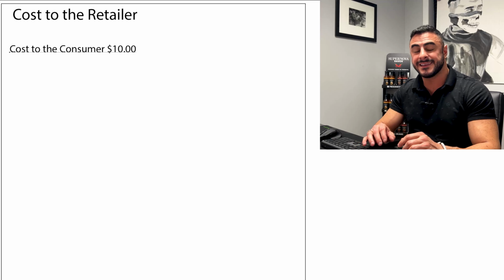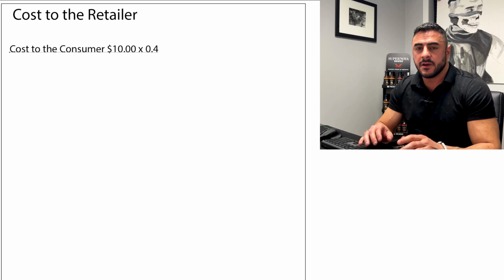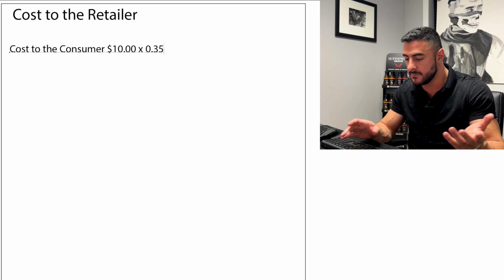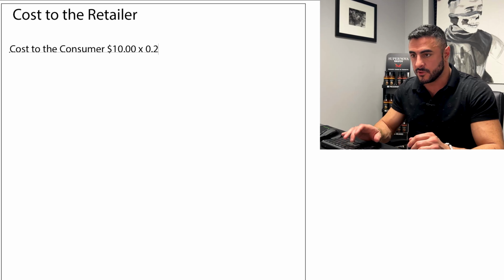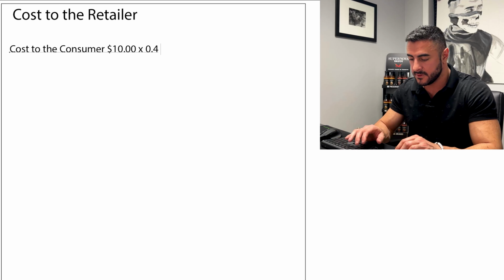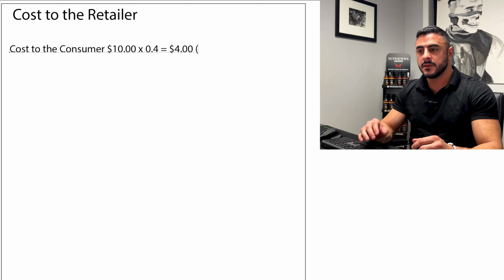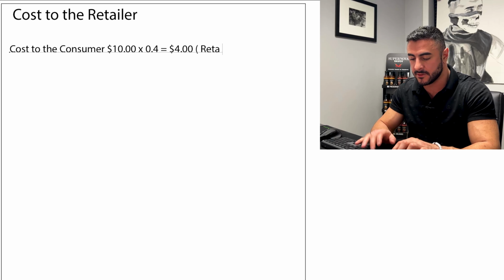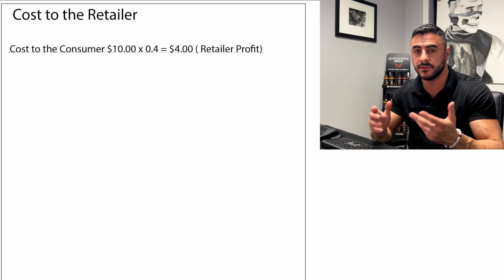Now, because we said we're going to calculate a 40% margin, we're going to multiply that number by 0.4. If you were calculating a 35% margin, this number would be 0.35. If it was a 20% margin for dairy, it would be 0.20. So we're going to use 0.4. If you multiply $10 by 0.4, you're going to end up with $4. This $4 mark is going to be the profit that the retailer keeps. So this is going to be the retailer profit in dollars.